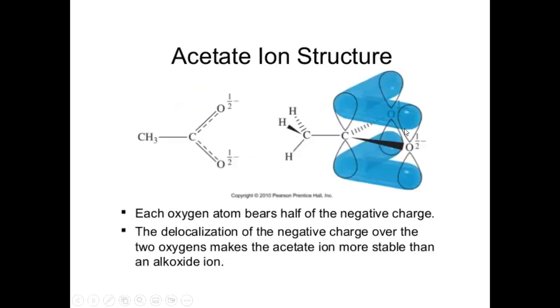So the acetate ion structure: each oxygen atom bears half of the negative charge, right? You can see here, half. And then the delocalization of the negative charge over the two oxygens makes the acetate ion more stable than the alkoxide ion.